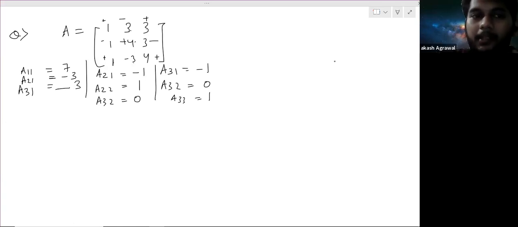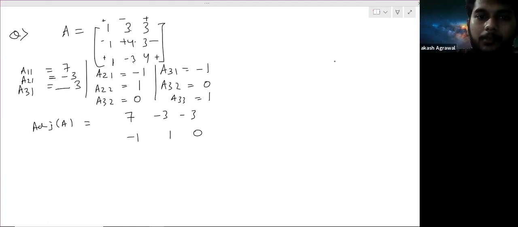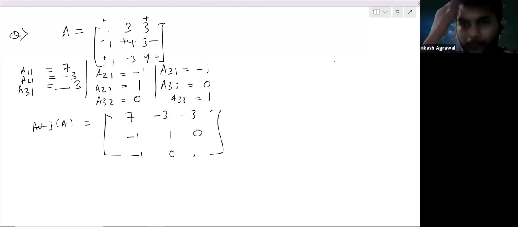3 matrix hame dikh raha hai. Iska transpose le lenge to hame adjoint of A mil jayega. So adjoint of A will be 7 minus 3, minus 3, minus 1, 1, 0, minus 1, 0, 1. ठीक है, transpose कर दिया मैंने. Aliza, Debora, Saad, this is clear?